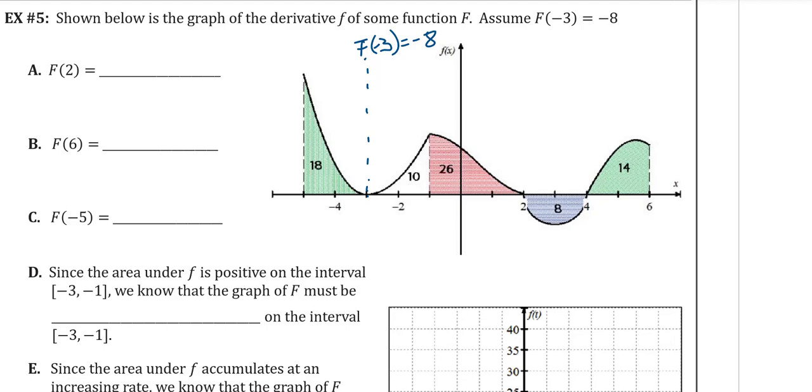So let me just point something out here, that as we move to the right this way, we're going to add area. And we did this a little bit in the last example. And as we move to the left, we're going to subtract area. And I did that to find g of 0 in the last problem.